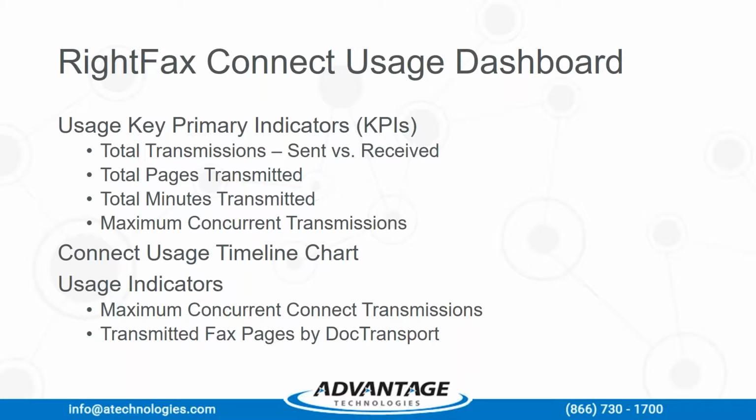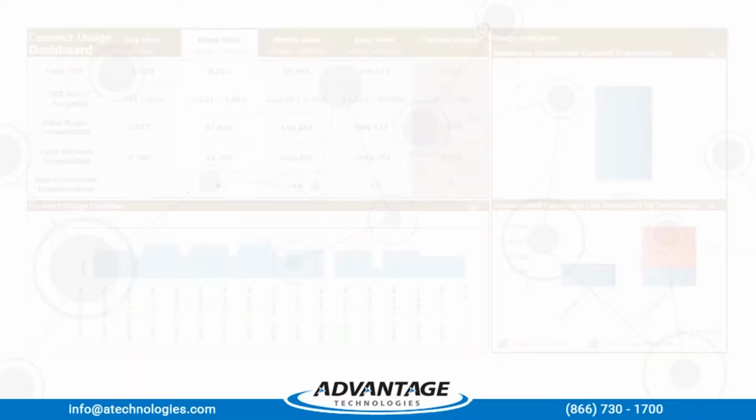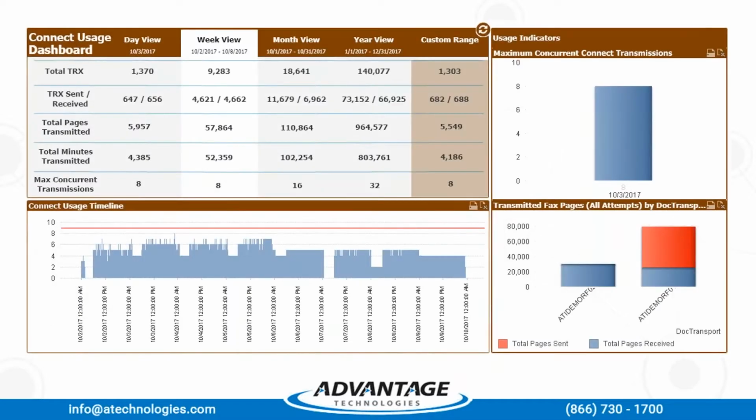There's a lot of information there, but sometimes it's easier just to look at a screenshot. So let's take a look. This is what the Connect usage dashboard looks like. You'll see in the top left corner, we have our main KPIs. And you'll see that right now I have the week view highlighted in white. In the very top row, we have our total transmissions, 9,283 transmissions for that week. We can see those transmissions broken out as far as which were sent versus which were received faxes. It's almost exactly even, just over 4,500 for each.